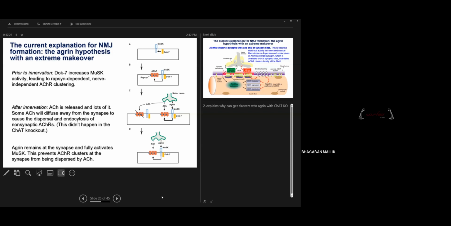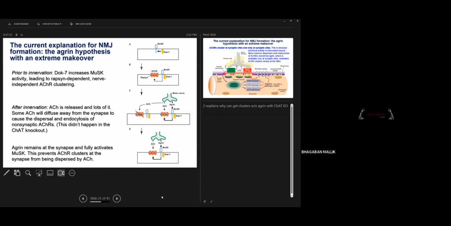So this is what is shown here. But what happens when this occurs prior to innervation? So you do not see the neuron, and in the muscle this is what is happening. In the muscle you have formation of DOK7, which activates the MuSK receptor. Now the MuSK receptor recruits or activates rapsyn, which activates the pathway required for acetylcholine receptor clustering, and that happens prior to innervation, prior to the formation of the synapse.